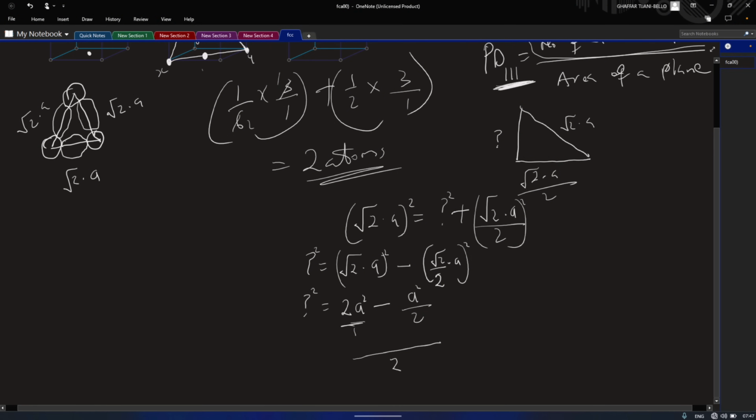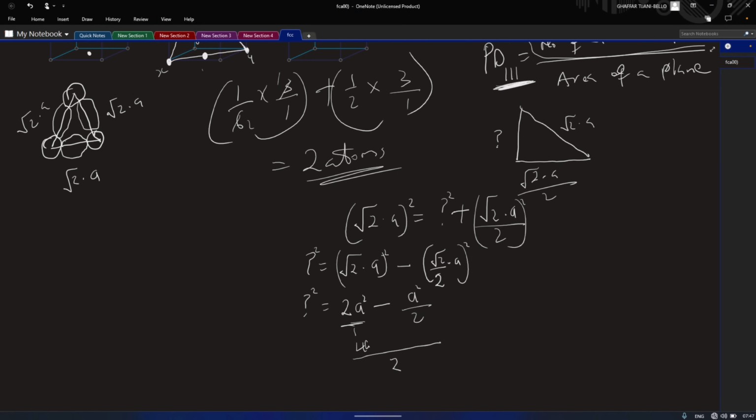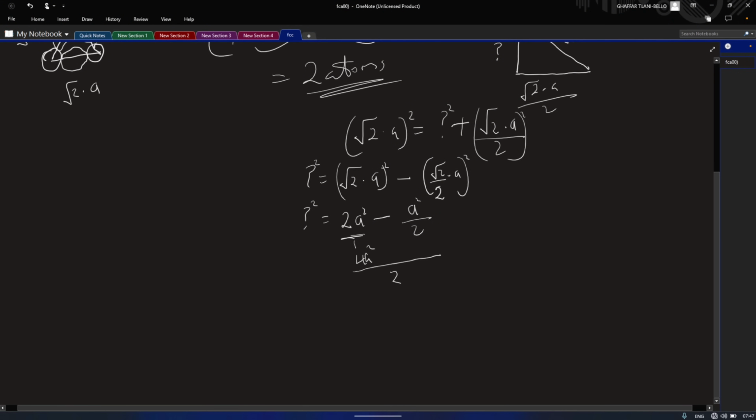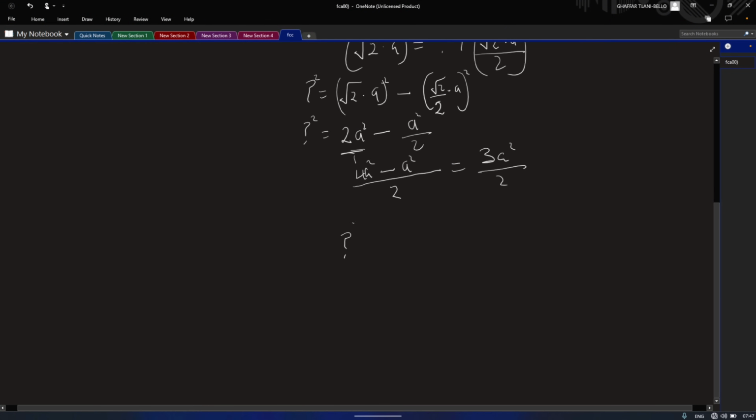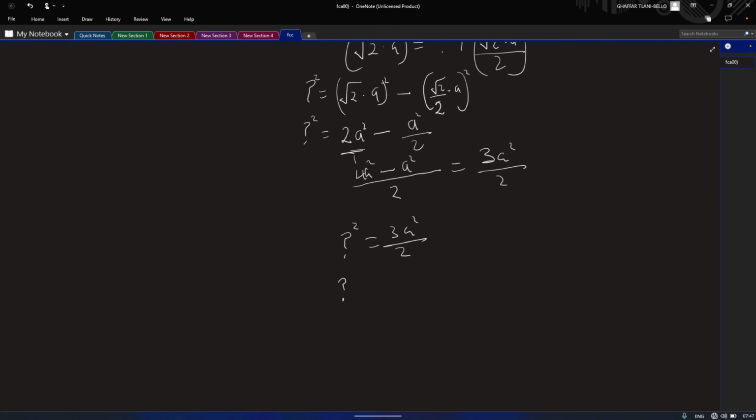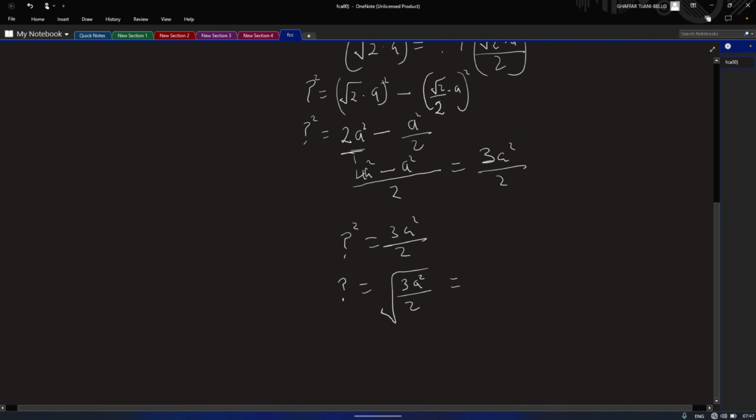Now let's look for the LCM, because they have like terms. So we have 2 times this, which gives us 4a squared, then minus a squared, which is equal to 3a squared over 2. So this is simplified enough for us to continue. We have question mark squared is equal to 3a squared over 2. So question mark is equal to root of 3a squared over 2, which lands us at an equation that looks like this. A is going to take care of itself.